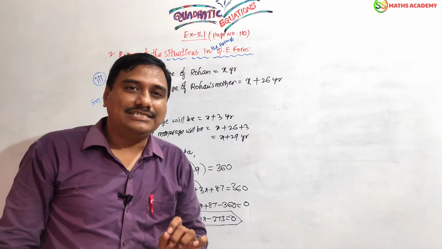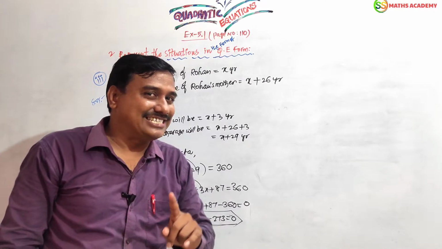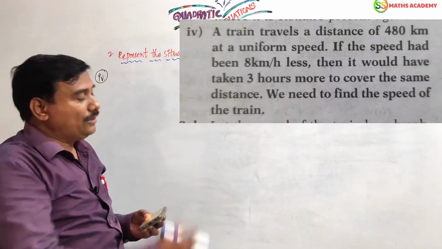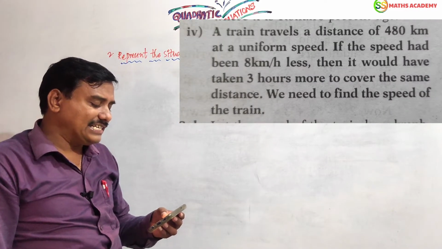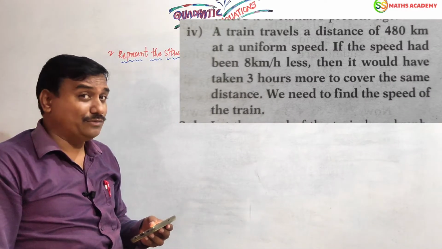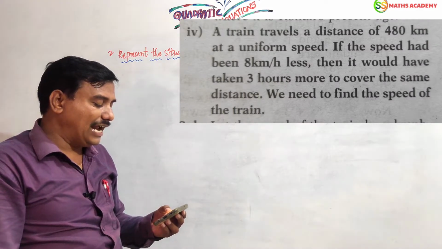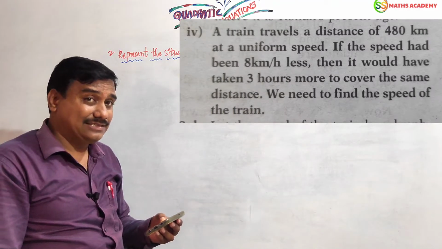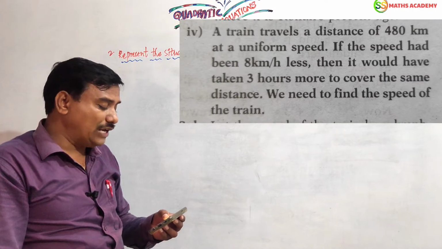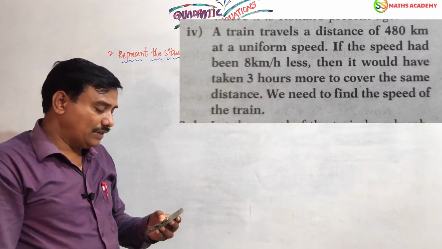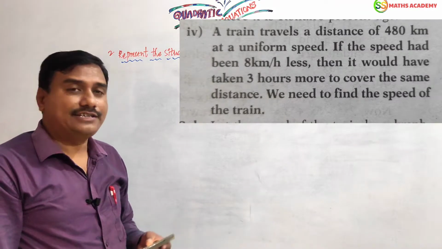Now, the last question but not the least in this exercise. Let us see that question. Children, the question is on the board. A train travels a distance of 480 kilometers at a uniform speed. If the speed had been 8 kilometers per hour less, then it would have taken 3 hours more to cover the same distance. We need to find the speed of the train.